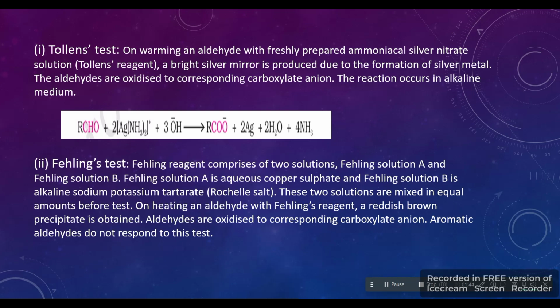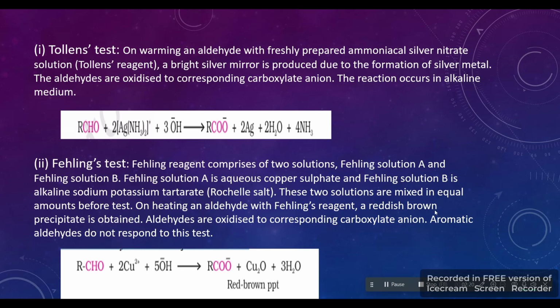Now Fehling's test. Fehling reagent comprises two solutions, Fehling solution A and Fehling solution B. Fehling solution A is aqueous copper sulfate and Fehling solution B is alkaline sodium potassium tartrate, meaning Rochelle salt. These two solutions are mixed in equal amounts before the test. On heating an aldehyde with Fehling's reagent, a reddish brown precipitate is obtained. Aldehydes are oxidized to the corresponding carboxylate anion. Aromatic aldehydes do not respond to this test. Here is the reaction and it gives us a red-brown precipitate.